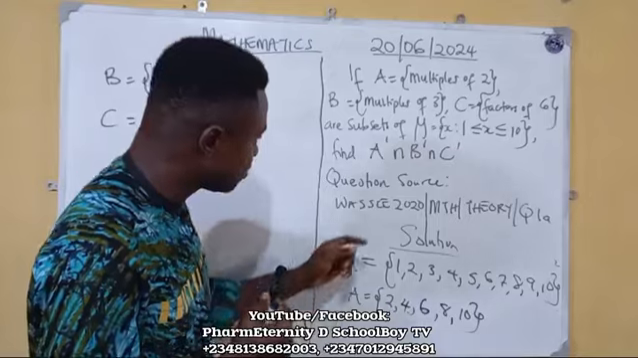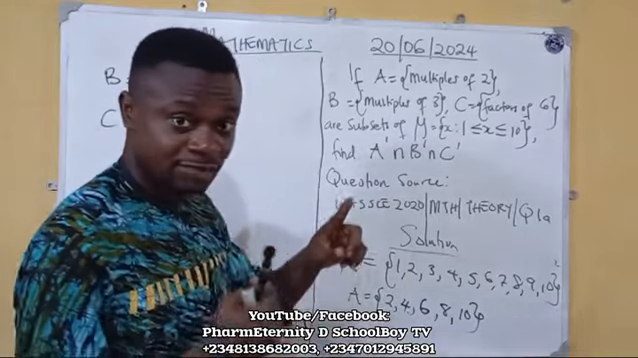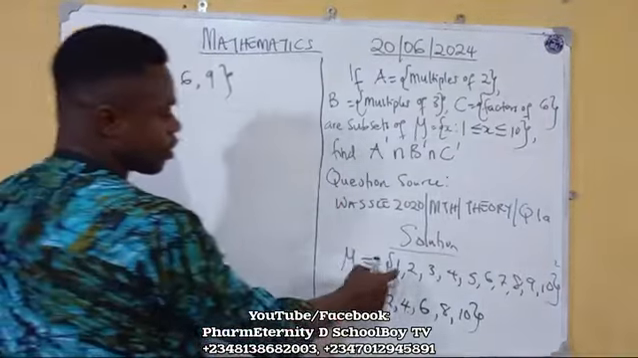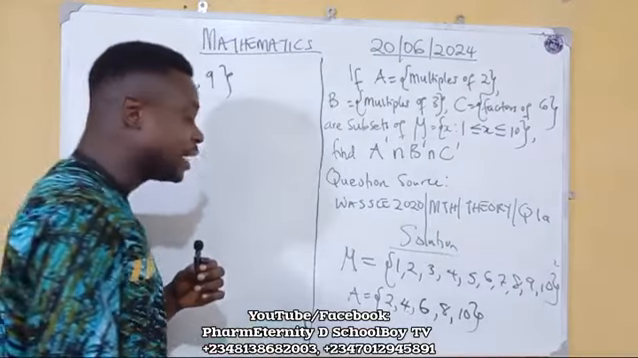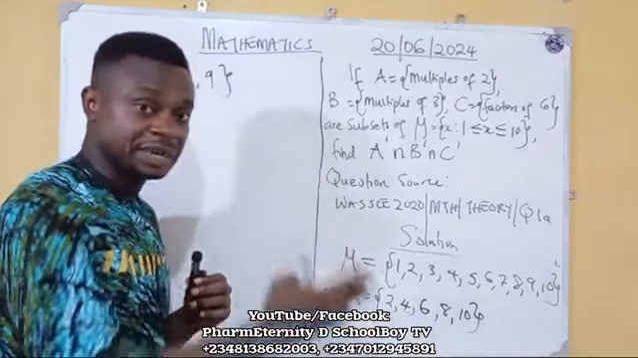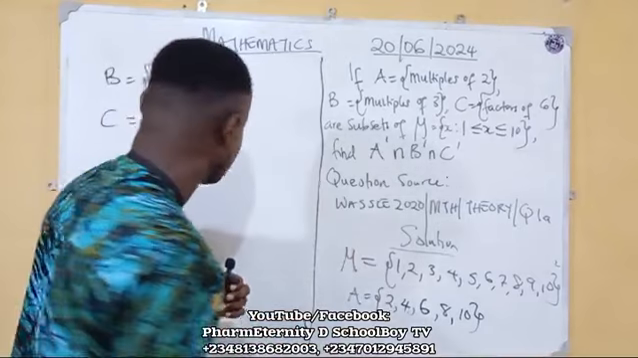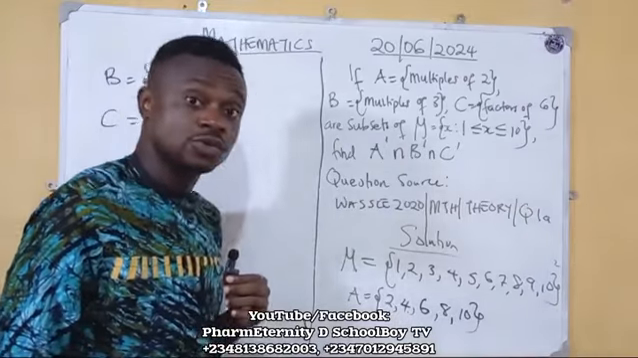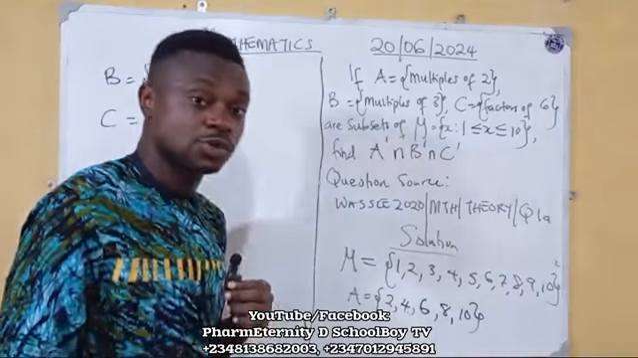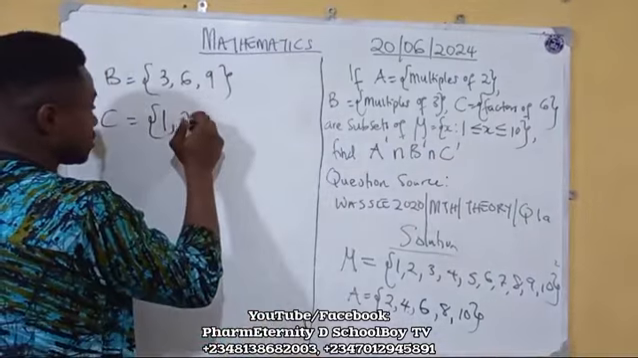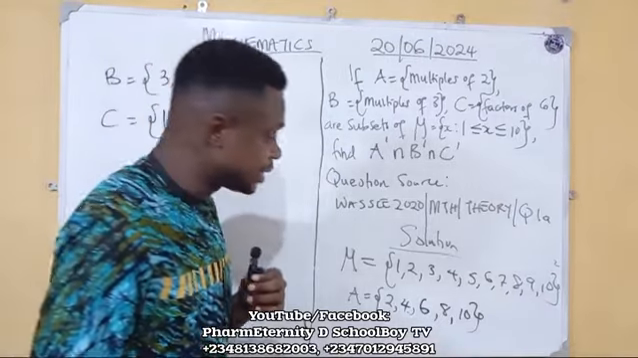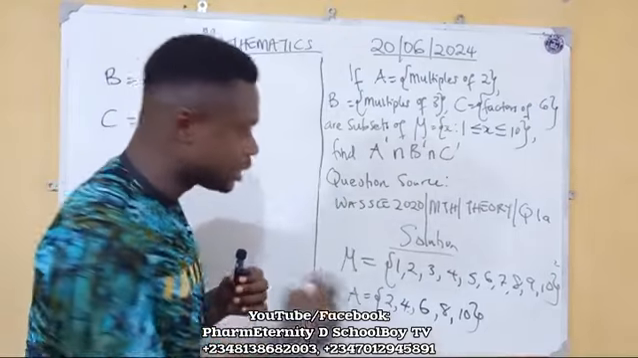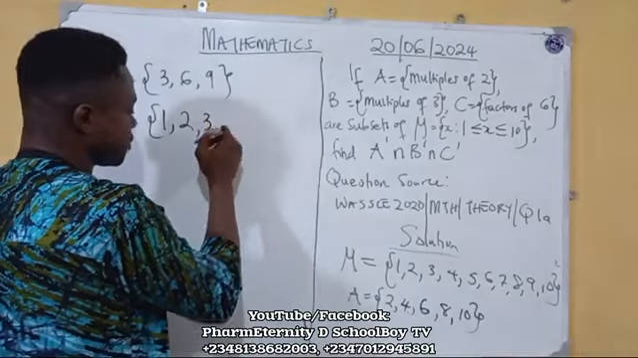Now let's come down here. Let's select the factors of 6 from this universal set. Let's go. 1 divides 6, it's 6 remainder 0. So 1 is a factor of 6. 2 divides 6 will give you 3 remainder 0. So 2 is a factor of 6. 3 divides 6 will give you 2, remainder is 0. So 3 is a factor of 6.